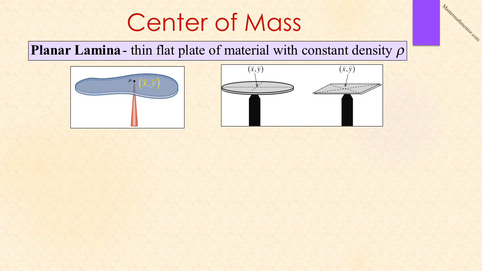For circles and rectangles, the center of mass is their center. If the planar lamina is not a circle or a rectangle, finding the center of mass is not as easy. Using Riemann sums, we can generate moments about the x and y axes and then find the center of mass of a lamina of uniform density.